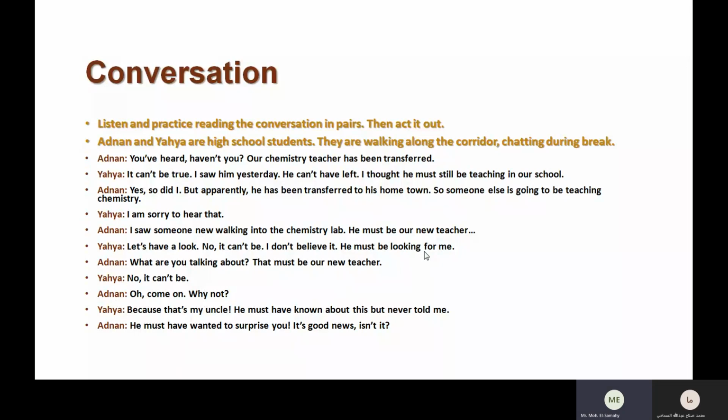Adnan and Yahya are high school students. They are walking along the corridor, chatting during break. Okay, now Adnan is talking to Yahya.